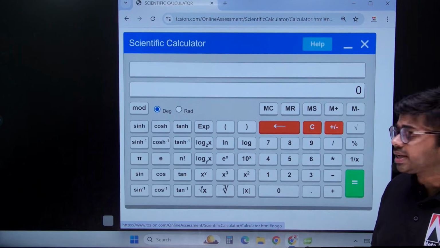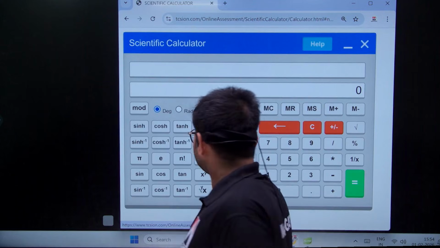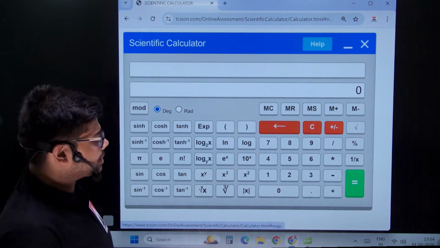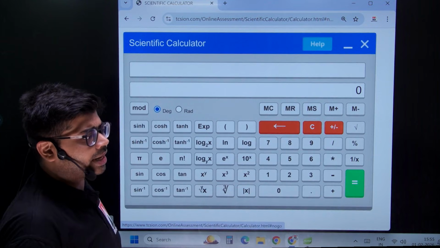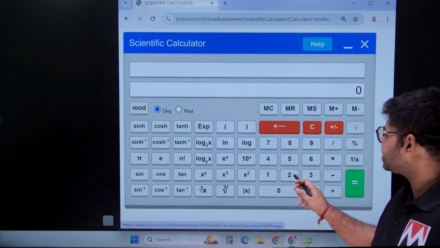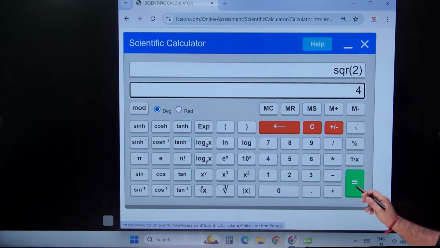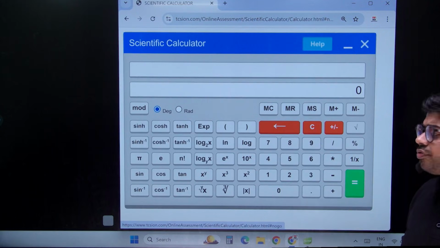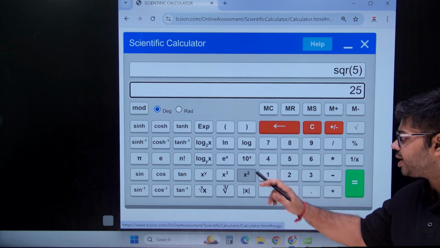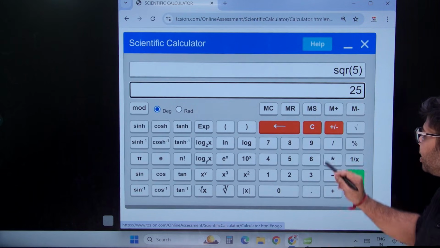Say for example, I want to find out the square. How to find the square? You see, x square is there. There is the x square function, so from here you can directly find the square. For example, 2 square: it is giving us 4. Similarly, I want to find 5 square. You will just click on 5 first, followed by the x square button. The square of 5 gives you 25.